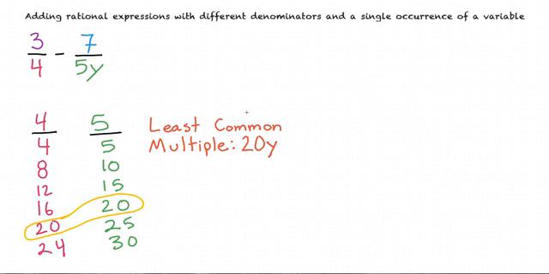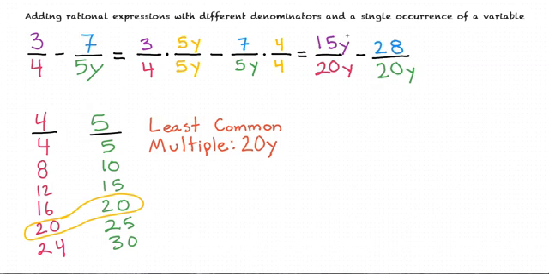Right. So now we need to rewrite these two fractions using this common denominator. In order to make the denominator of our first fraction 20y, we need to multiply it by 5y. And to keep the value of the whole fraction the same, we'll also multiply the numerator by 5y. For our second fraction, in order for 5y to become 20y, we need to multiply it by 4. And in order to keep the value of this fraction the same, we also need to multiply the numerator by 4. When we simplify these terms, we get 15y over 20y minus 28 over 20y.